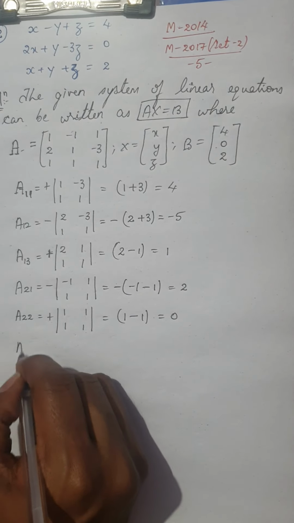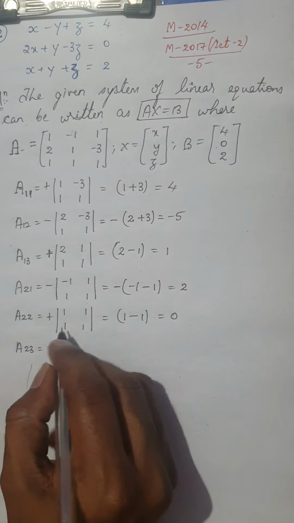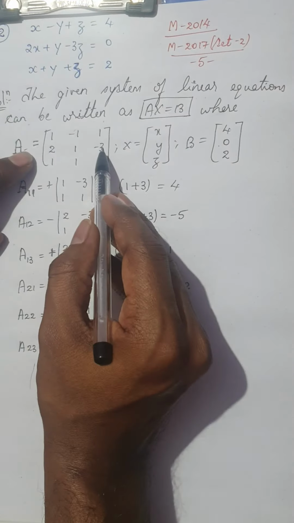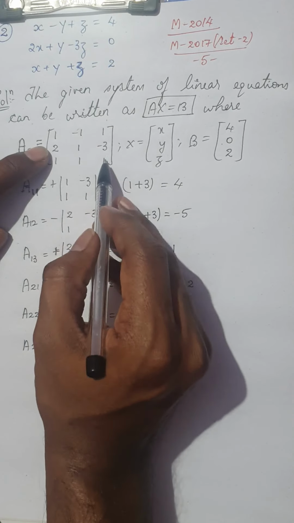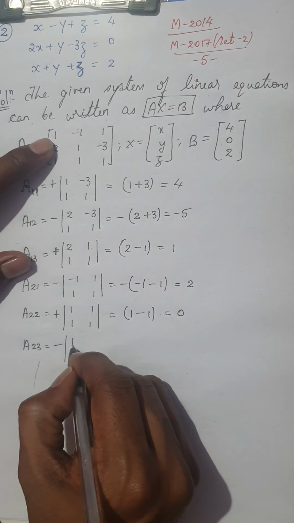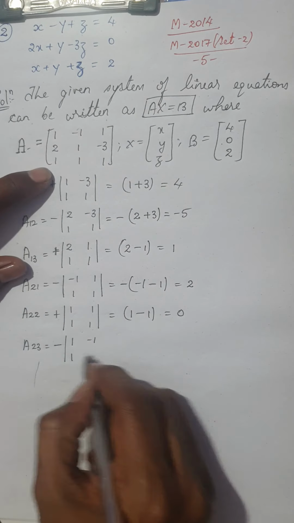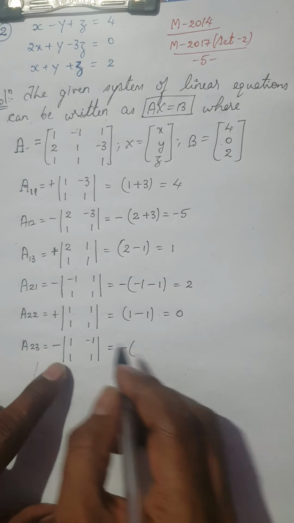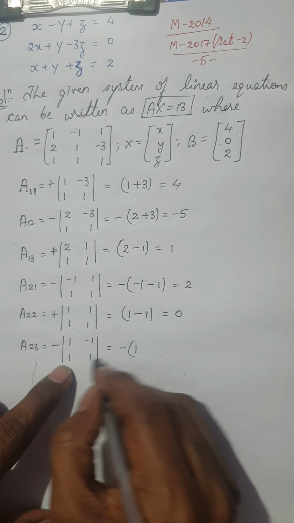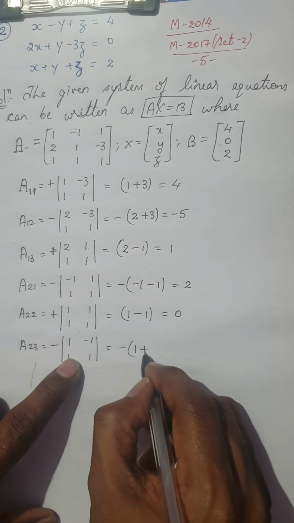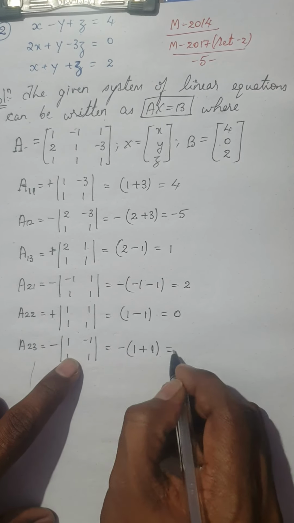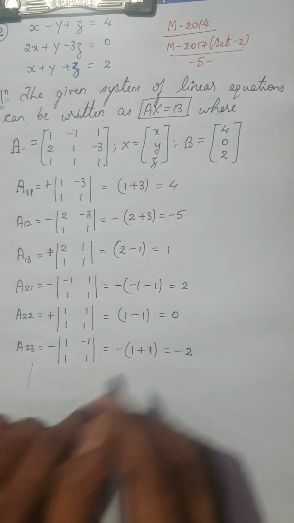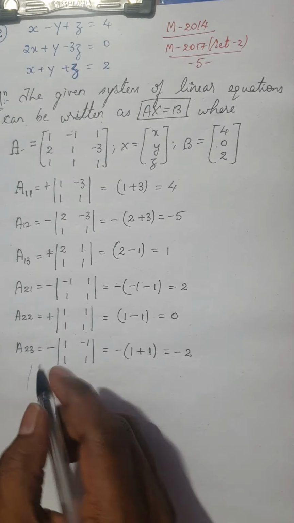Okay, next, A23 is outside sign is minus this element. So take away the second row and the third column. You will be having 1, minus 1, 1 and 1. This is nothing but outside is minus, keep it as it is. 1 into 1 is 1, minus 1 into minus 1 is minus of minus plus 1. This is nothing but, what is 1 plus 1? 2. Because I have minus, I will get minus 2.